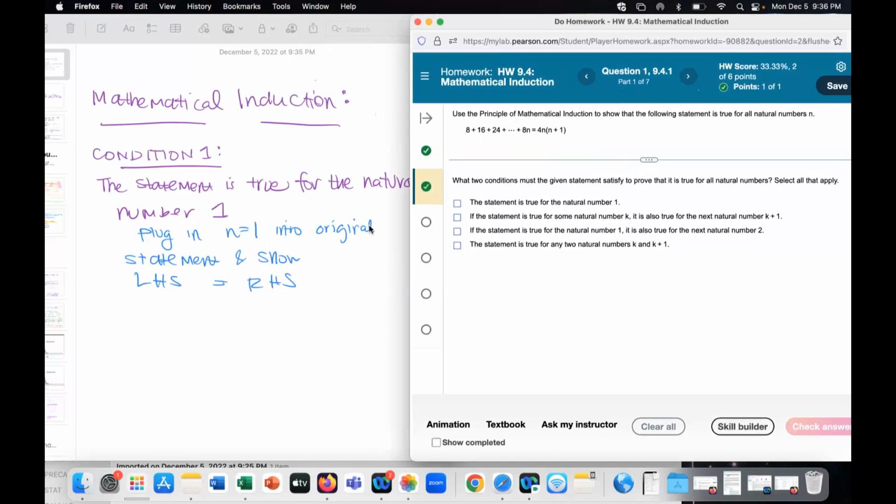And then the next condition that we'll prove as well, and it's going to catch up here as I'm writing, is condition 2.